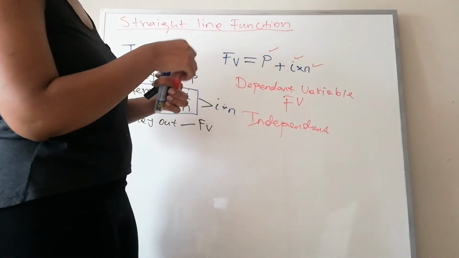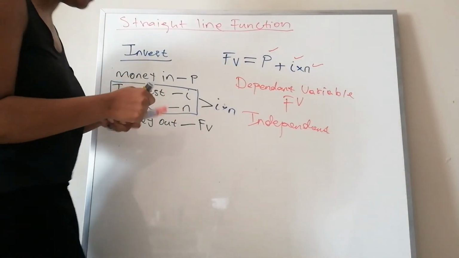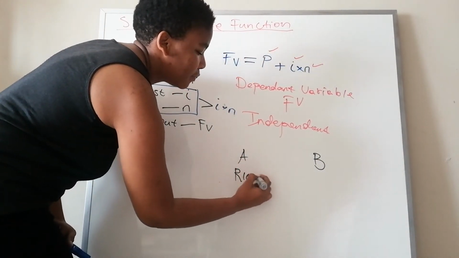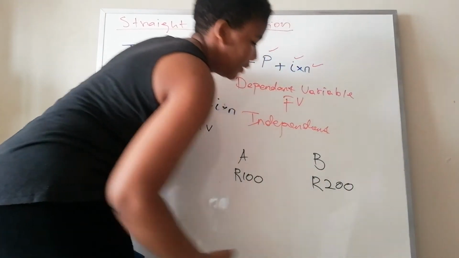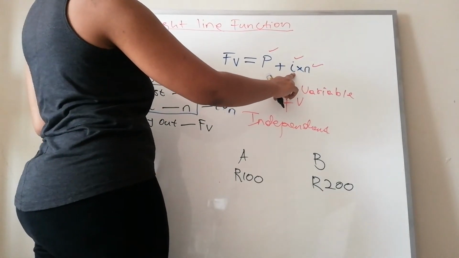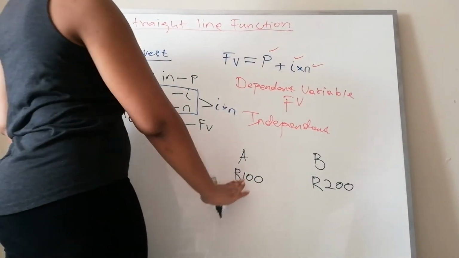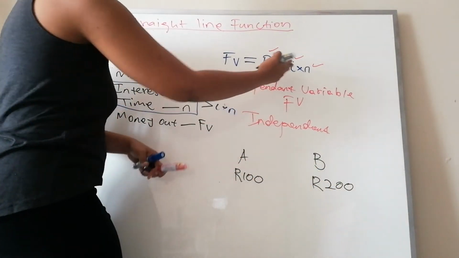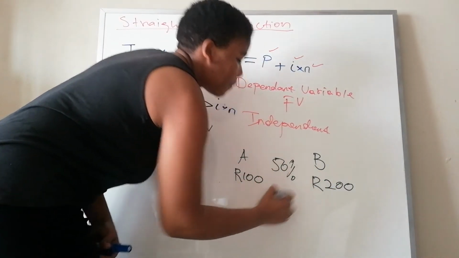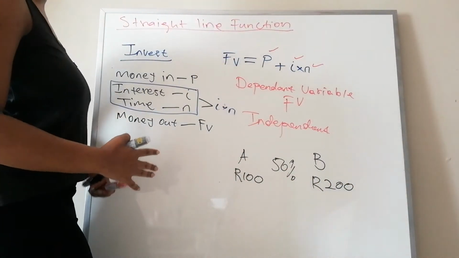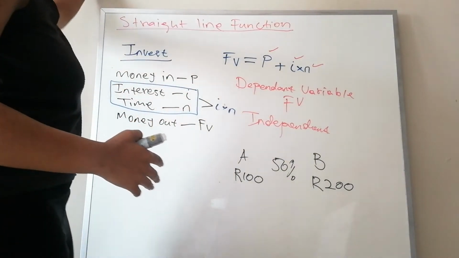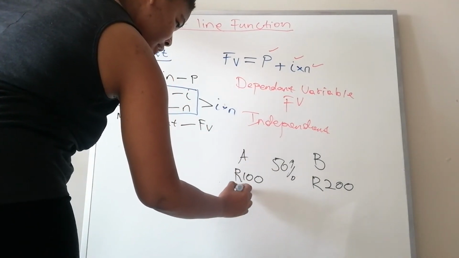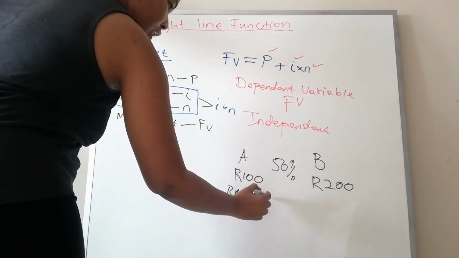Let's say for instance, let's do this in example format. So there is person A and person B. Person A invests 100 rand, person B invests 200 rand in the same account for the same amount of interest for the same amount of time, but they didn't start with the same variable, right? So that means they're not going to get the same amount of money. So if this is a 50% interest, let's say this whole thing is a 50% interest investment account, for their interest, they're going to get their 100 rand plus their 50% interest, which is 50 rand.